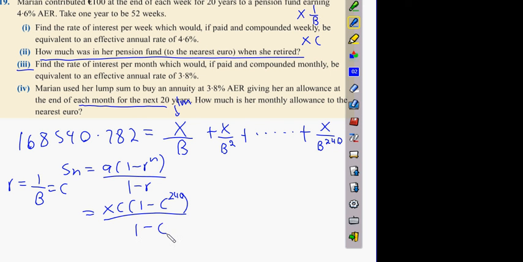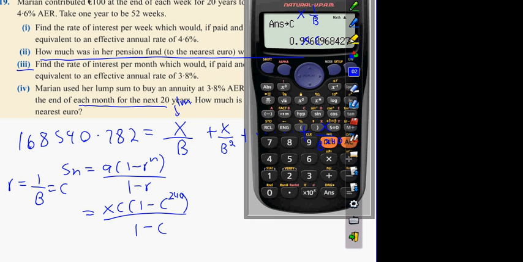Now we're just going to get the calculator out. Do it exactly like last time, so we're going to press the button here, then shift C. Then it's going to be 1 minus C to the power of 240. Where the hell is 240? And then divided by 1 minus C. And then, lo and behold, this number here is 168.882.